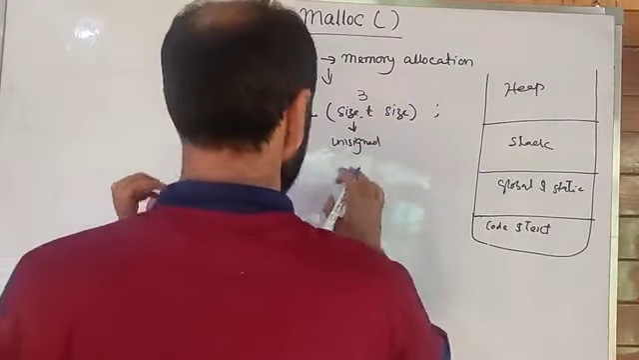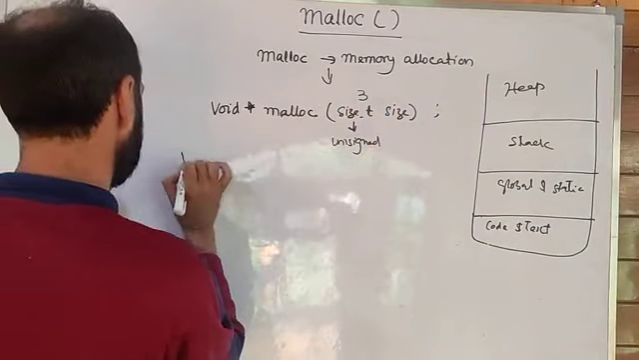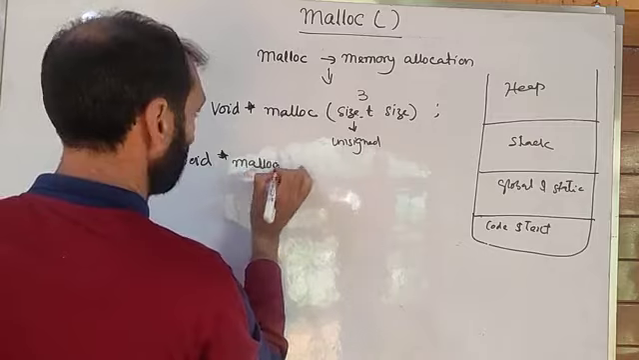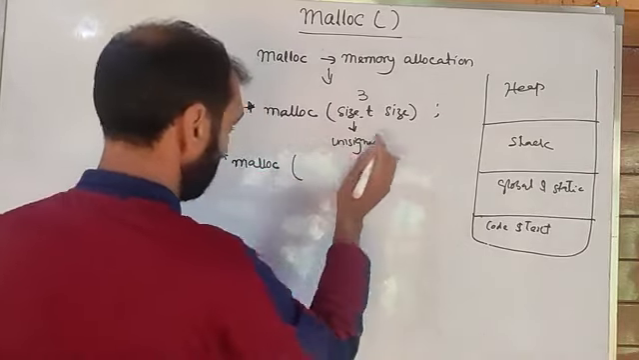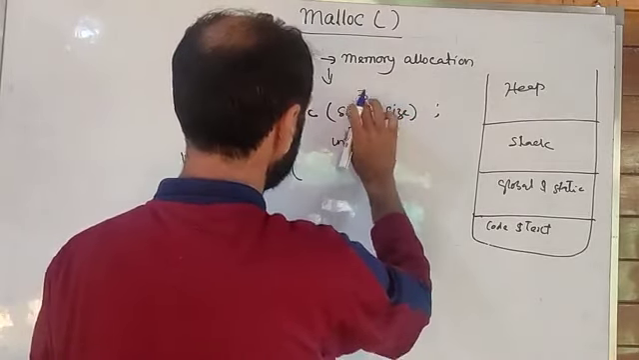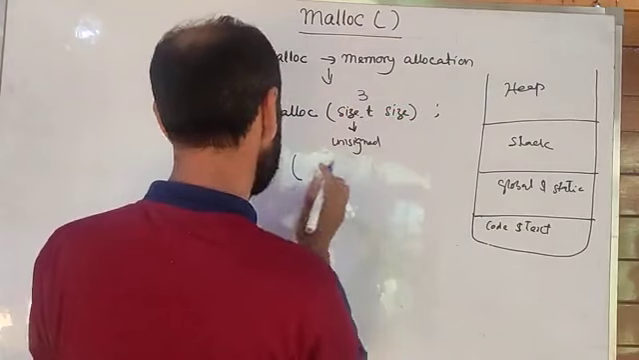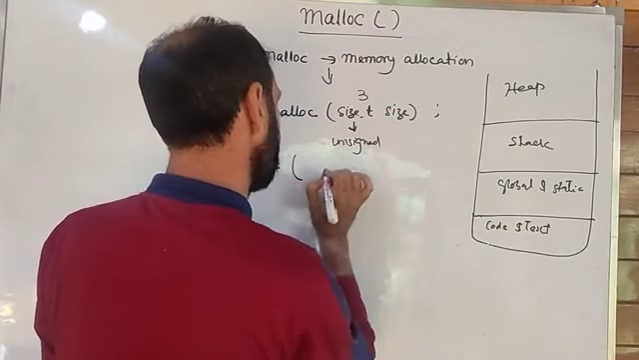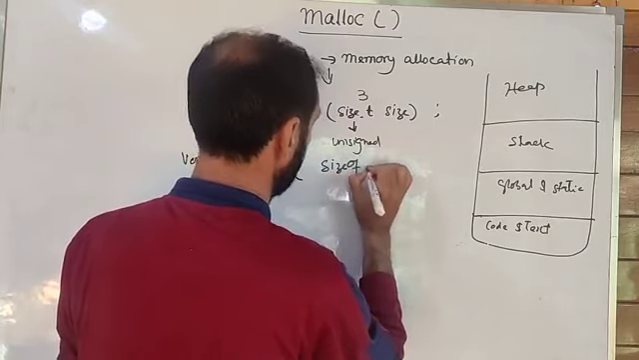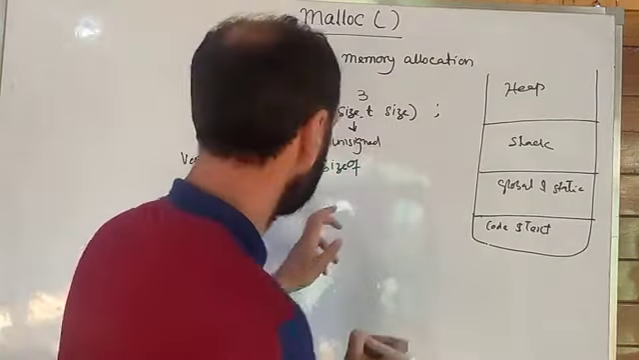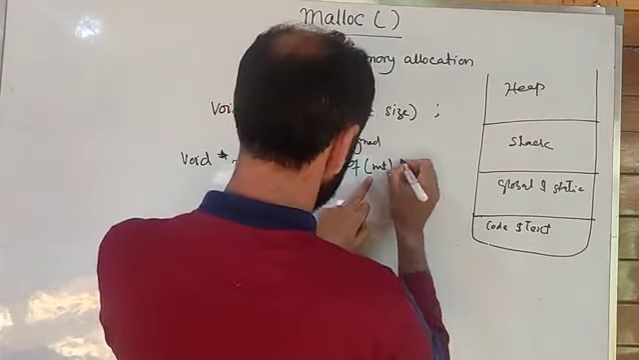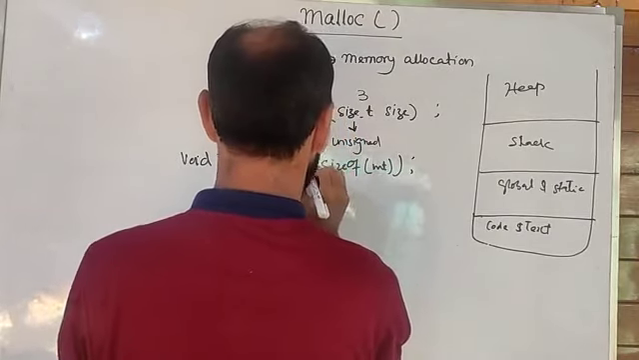So here we can write several syntaxes, just void pointer malloc. Generally, we don't write these fixed values here. We use the sizeof operator. That means sizeof, for example, I will write here int.